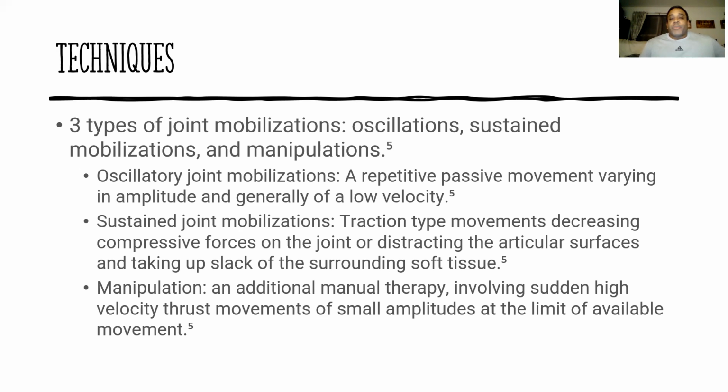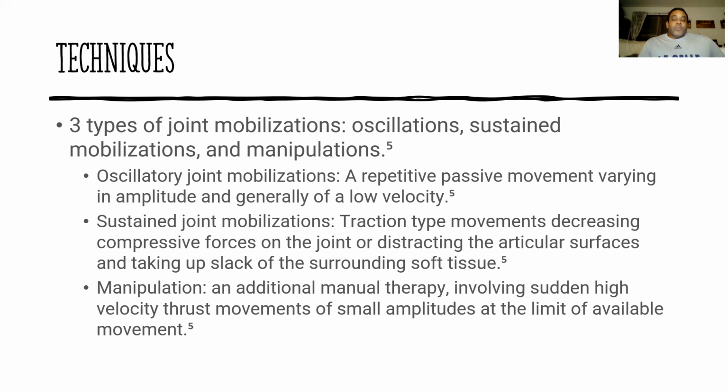There are three types of joint mobilizations: oscillations, sustained mobilizations, and manipulations. Oscillatory joint mobilizations are repetitive passive movements varying in amplitude and generally of low velocity. So it's getting that separation in the joint, but slow and steady. It's not a real hard pull or a real fast motion.